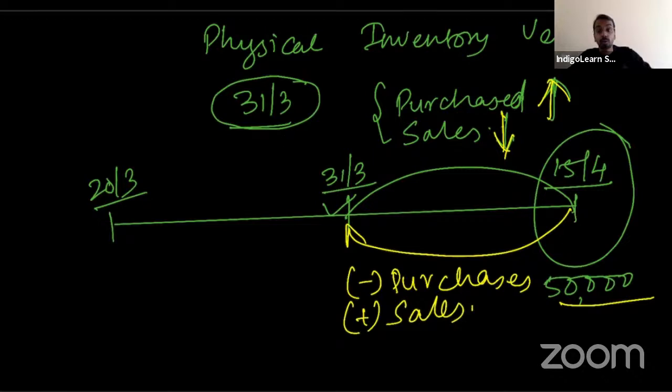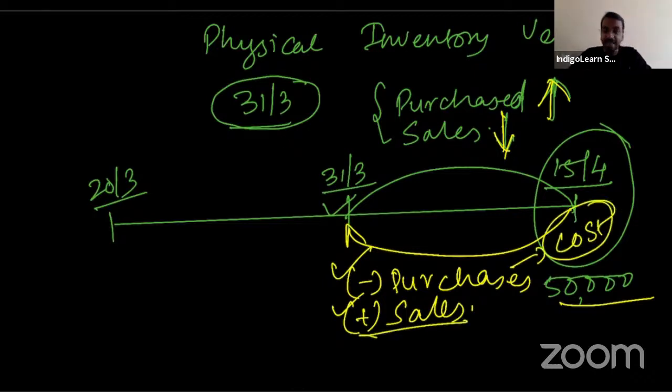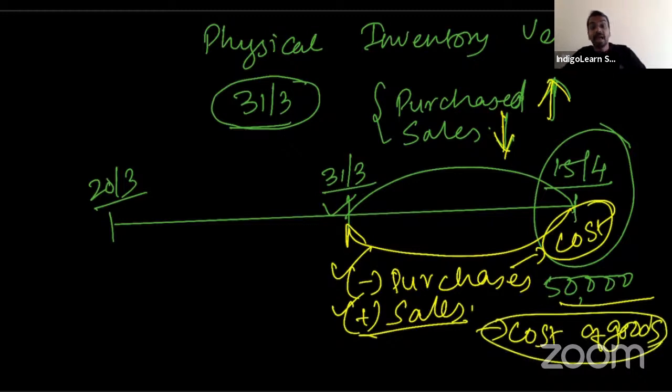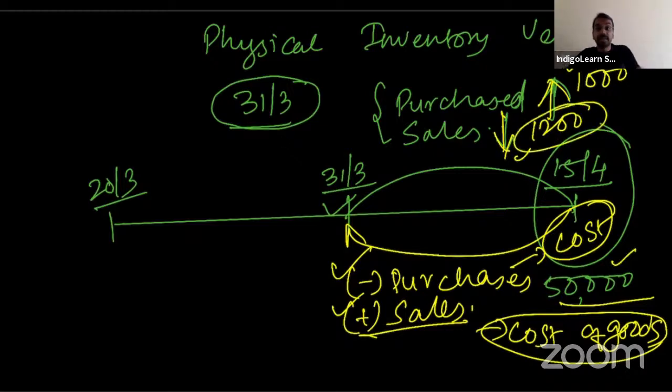Now the question is, at what value should I do this adjustment? Purchases definitely at cost. For sales, also you need to find out the cost of goods, and based on that you have to work back. You cannot say, for example, if 1000 is purchases and 1200 is sales, that it is 50,000 plus 1200 minus 1000. That is not the correct approach. You add back the cost of the sales, and you reduce the cost of the purchases, to come back to 31st of March.